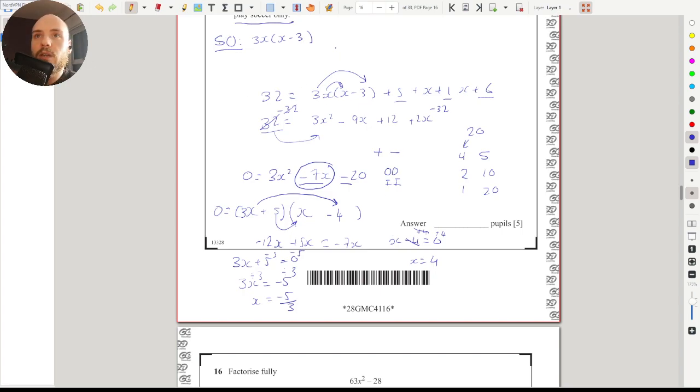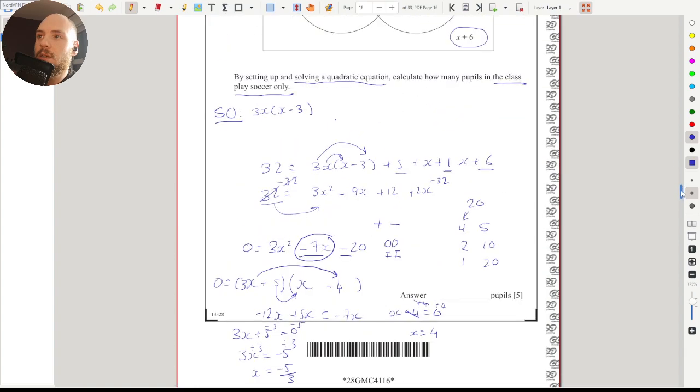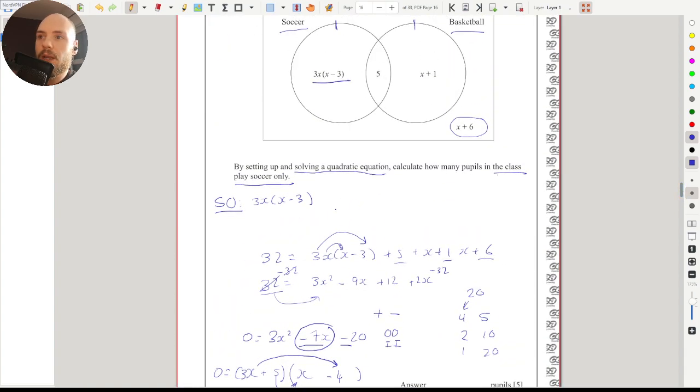This is why I've written out soccer only, because that is what the question asks. It asks us to calculate how many pupils in the class play soccer only. So what I'm going to do is put my plus 4 in. So it'll be 3 times 4 minus 3, which is just going to be 1. So it'll be 12 multiplied by 1, which is just 12. So that makes sense to me.